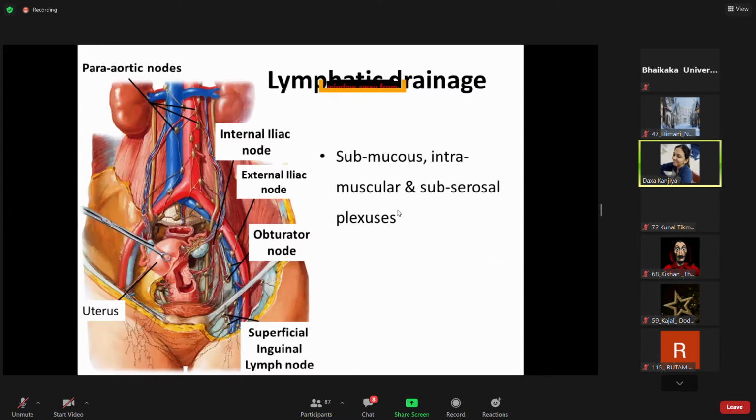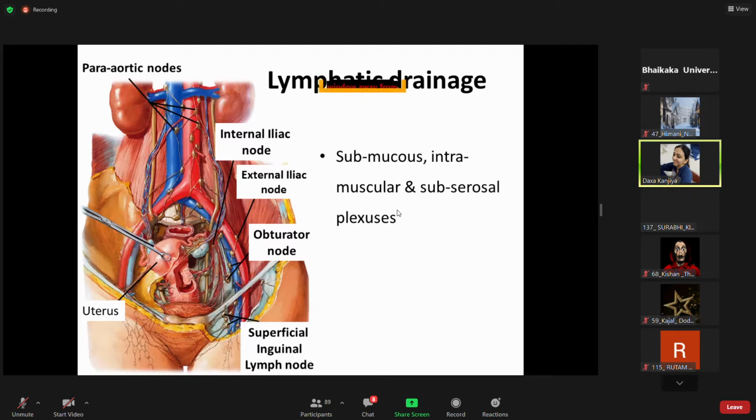Now, very important is the lymphatic drainage of the different parts of the uterus. Before that, it forms the plexuses. Lymphatic capillaries will form the plexus. This plexus lies just within the mucosa, that is called the submucosal plexus. Within the muscular wall, intramuscular, and just beneath the serosa, the subserosal plexus.